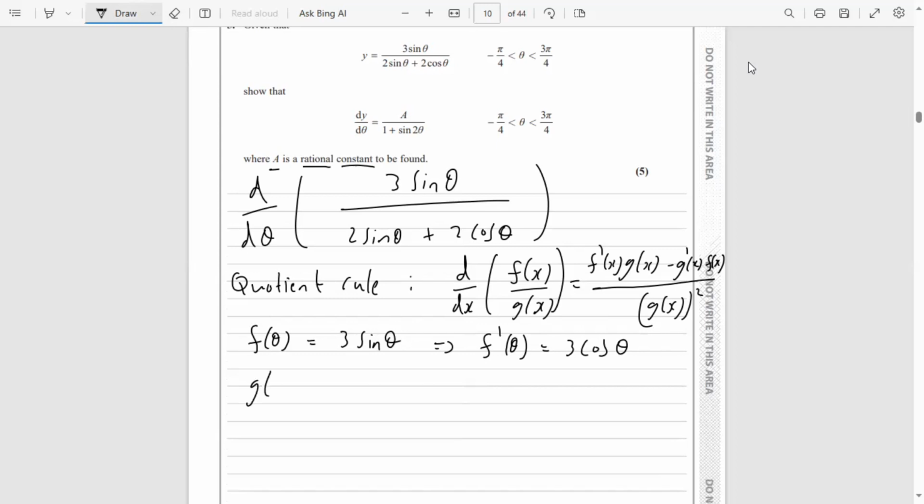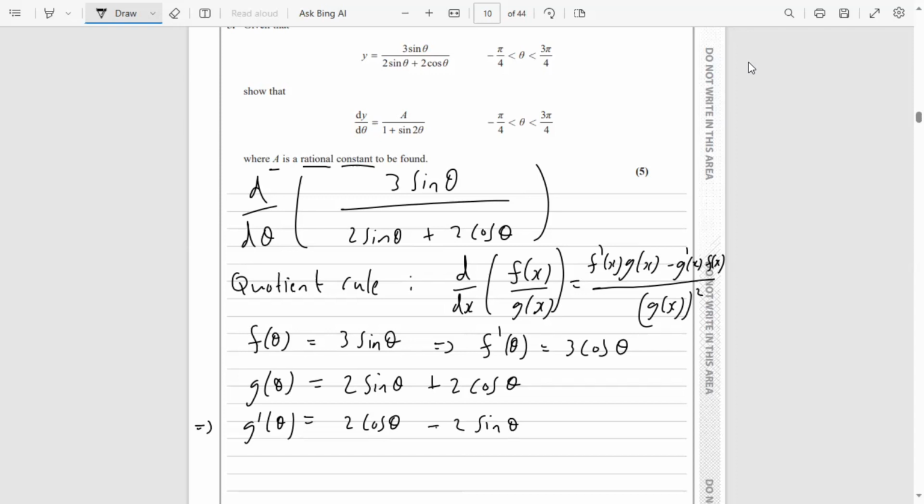Our g of theta is our denominator, so in this case it's 2 sine theta plus 2 cos theta. When we differentiate 2 sine theta, we get 2 cos theta, very similar to the first part. Let me write this down here: g dash theta is the derivative of the function g of theta. So g dash of theta is what we get when we differentiate 2 sine theta plus 2 cos theta. Differentiate 2 sine theta, we get 2 cos theta. Differentiate 2 cos theta, we get minus 2 sine theta. Remember, when you differentiate cos, you get minus sine.